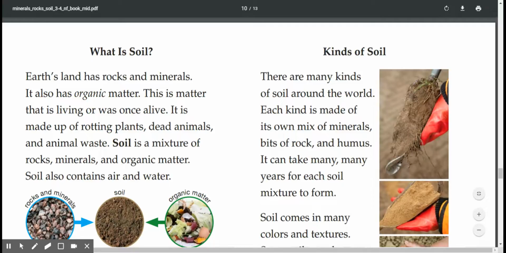All right, now we're moving on to soil. Well, you might say, Miss Brown, I know what soil is. I go outside and play in the dirt all the time. Well, we're going to talk about it a little bit differently than you might be used to.